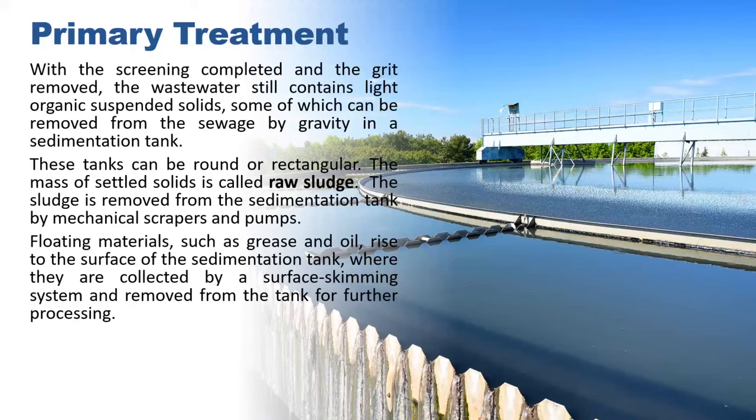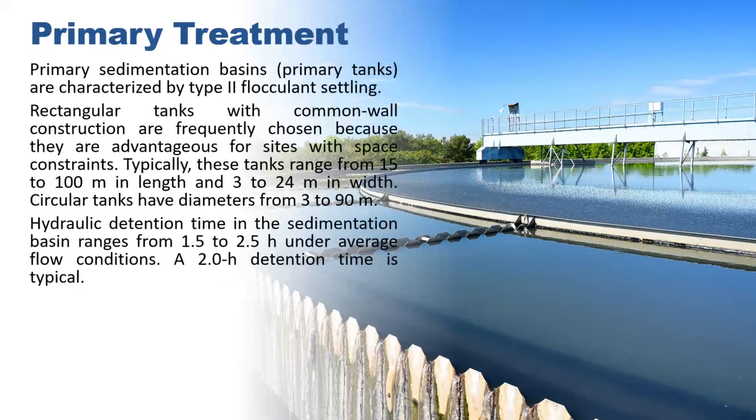This sludge is removed from the sedimentation tank by mechanical scrapers and pumps, or it could also be removed manually. Floating materials such as grease and oil rise to the surface of the sedimentation tank, where they are collected by a surface skimming system and removed from the tank for further processing. Primary sedimentation basins, or the primary tanks, are characterized by type 2 flocculent settling.